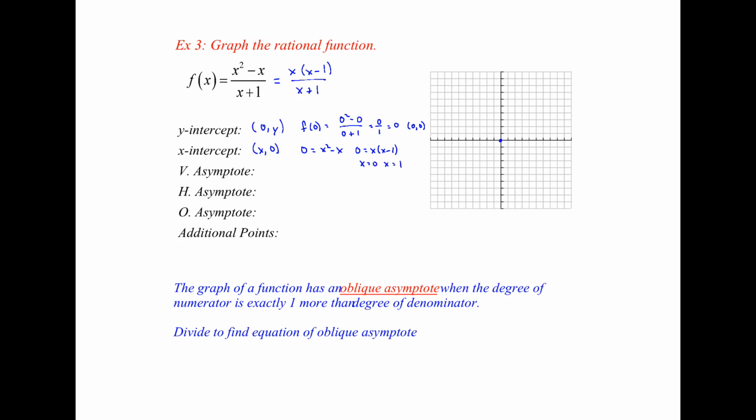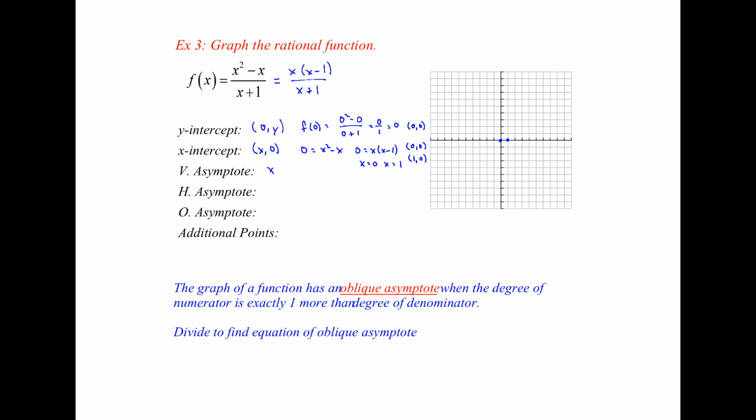And that's okay. You can have 2 x-intercepts on a rational function. You can't have 2 y-intercepts because then it wouldn't be a function. So it looks like our 2 x-intercepts occur at 0, 0, which we already knew, and at 1, 0. So we also have another intercept right there.